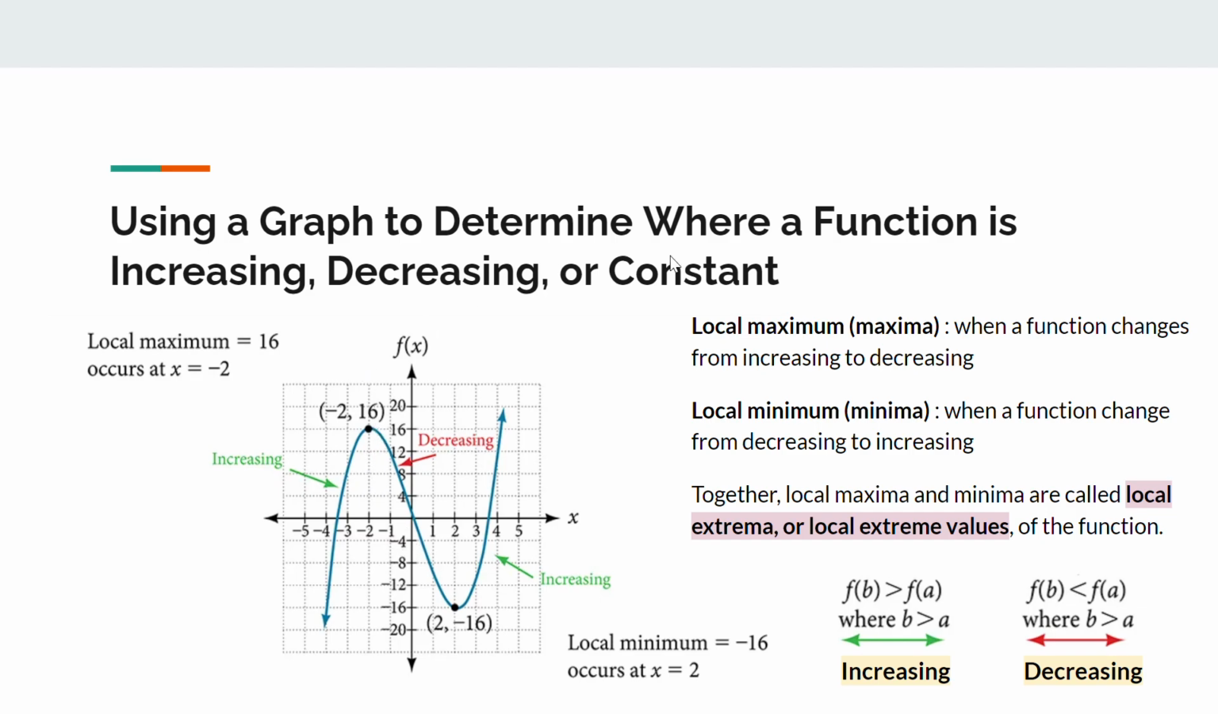There are a few other terms that you'll need to know. Local maxima or local maximum. Maxima is the plural form of maximum. When a function changes from increasing to decreasing, that's a local maximum. When a function changes from decreasing to increasing, that's a local minimum, or minima. Together, local maxima and local minima are called local extrema, or local extreme values of the function.